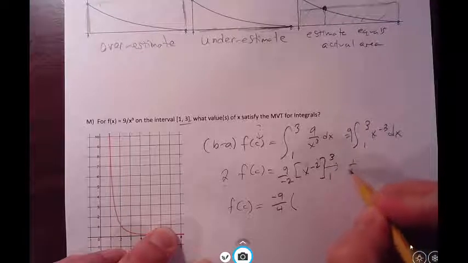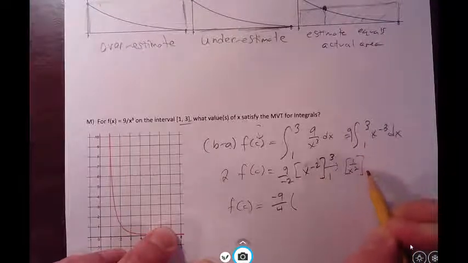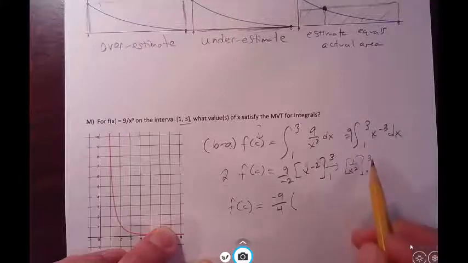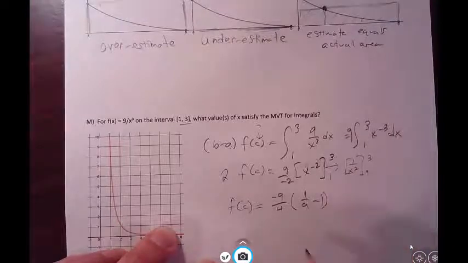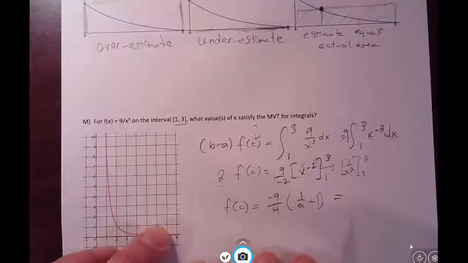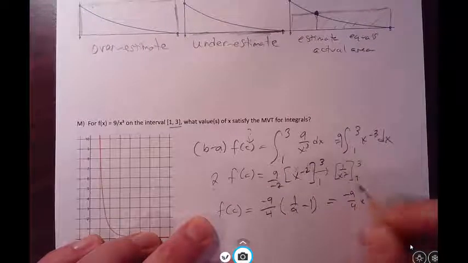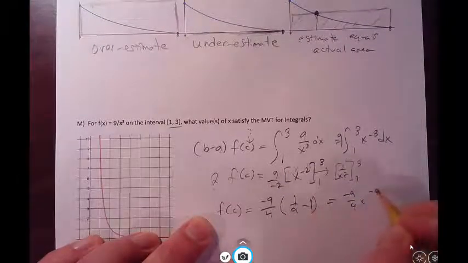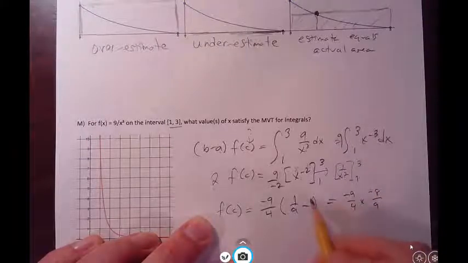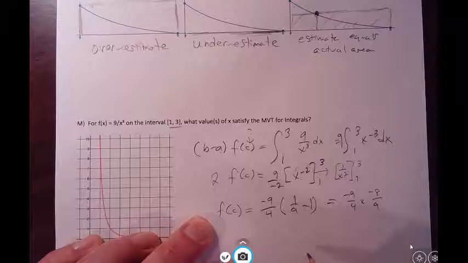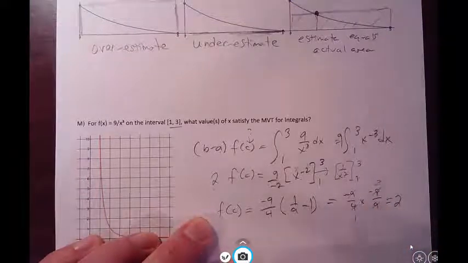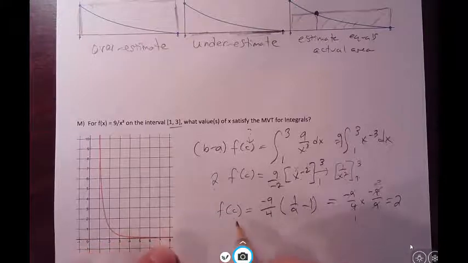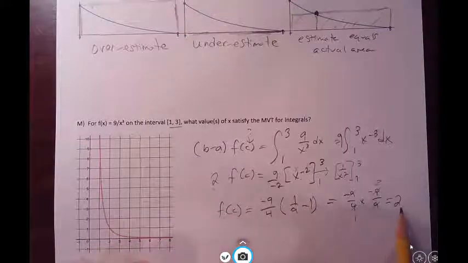By the way, this is going to be 1 over x squared. If I plug in 3, I get a ninth. If I plug in 1, I get 1. So I have negative 9 fourths times negative 8 ninths, because this is 9 ninths. The 9s go bye-bye. I get a 2 over 1. I guess I just get 2, because a negative times a negative gives me a positive 2. So now we have to figure out where this function height equals 2.